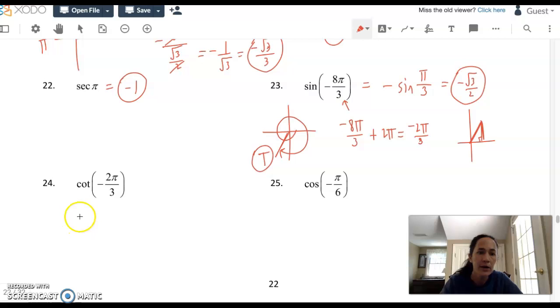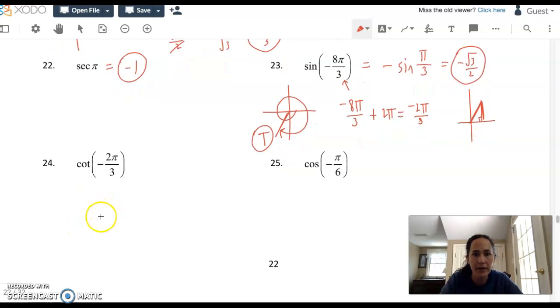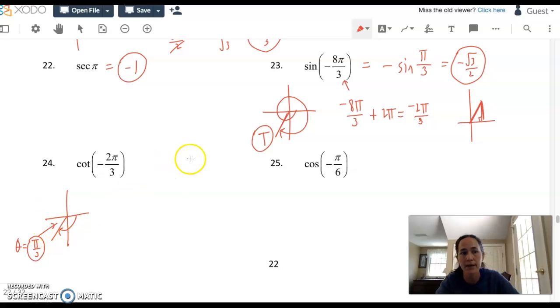Okay, 2 more. Cotangent, oh my goodness, same angle, negative 2 pi over 3. Well, that is in quadrant 3. You're going 2 pi over 3 this way. Your reference angle is very conveniently having that same exact denominator, pi over 3, will get you the full way back to that side. So this equals the cotangent of pi over 3. You see those denominators matching up.